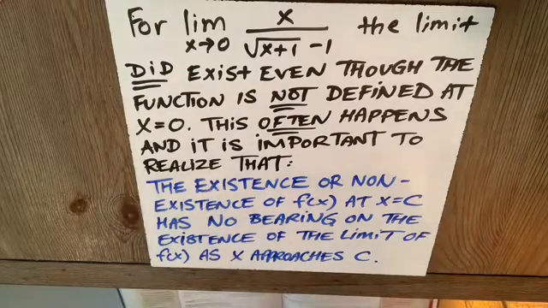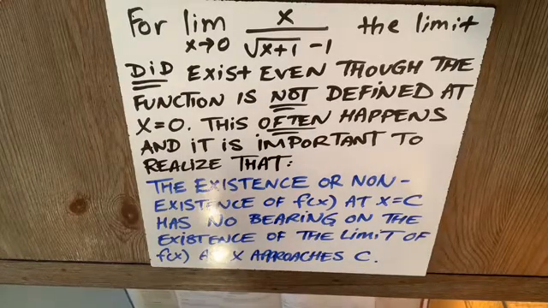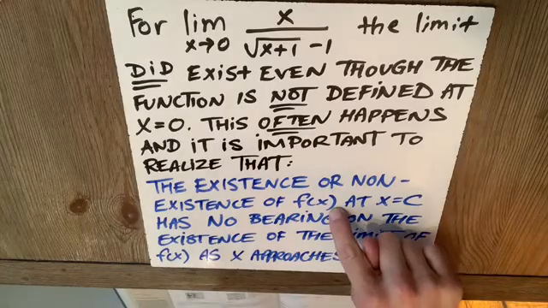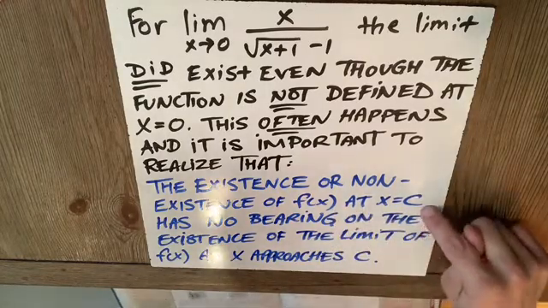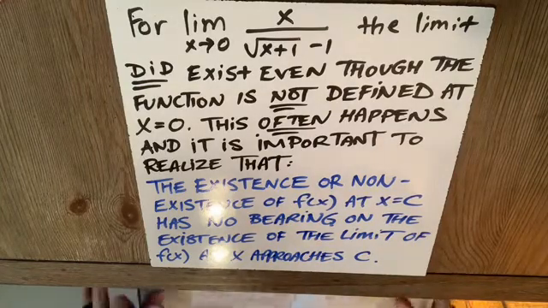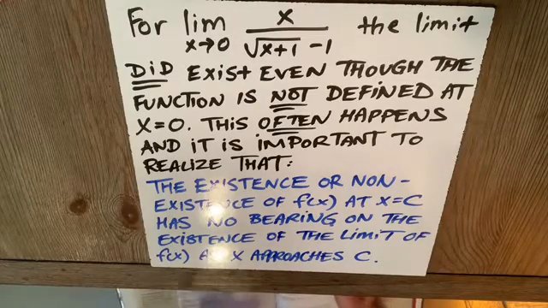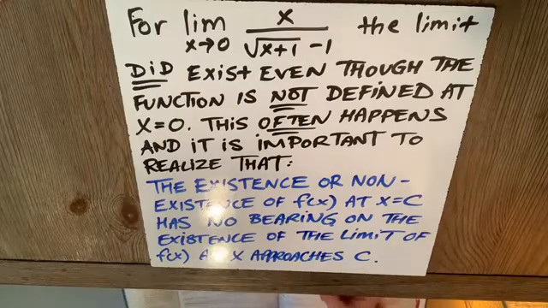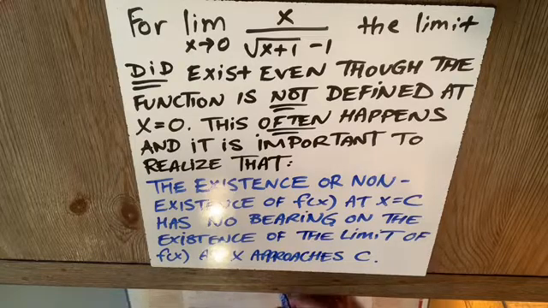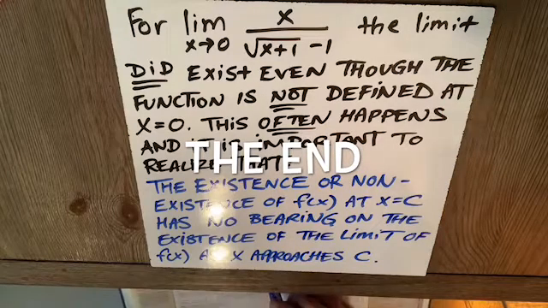This is often the case, and it's important to realize that the existence or non-existence of f of x at c, that's, do you have an actual point, a y value, when x is this? Is there a point there or not? That has no bearing on the existence of the limit, the trend in y of f of x as x approaches c. In other words, if there's a point or if there's a hole there, it doesn't matter. What matters is, can you figure out a trend in y? Meaning, if you went to Las Vegas, could you pick the number that y is going towards or trending towards?